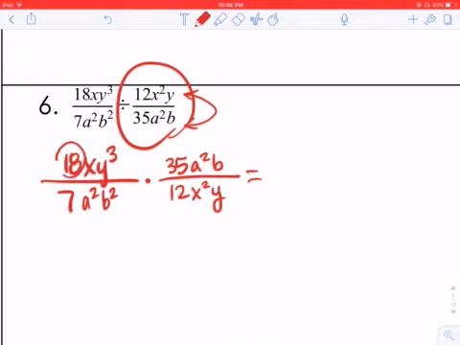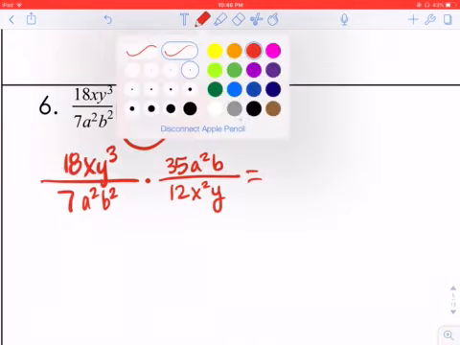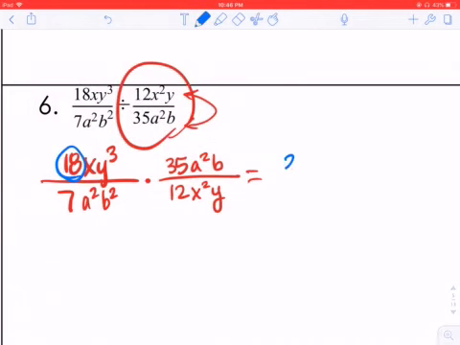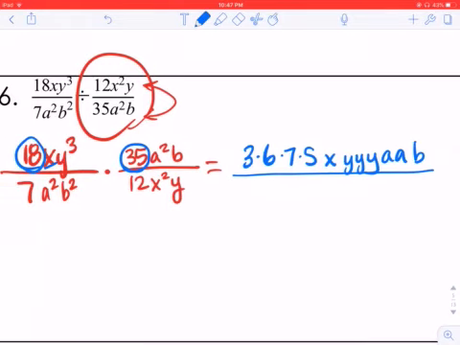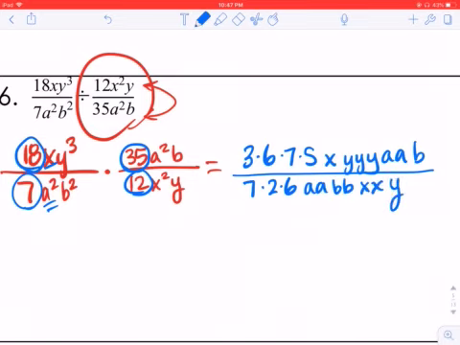So I have 18. I'm going to turn that into 3 and 6. I can always split it into more things later, but we'll see. 35, I can split into 7 and 5. I have an x, I have 3 y's, I have 2 a's, and 1 b. That's just the top. On the bottom I have 7, which is the prime number, just 7. 12 could be like 2 and 6. I have 2 a's, 2 b's, 2 x's, and a y.